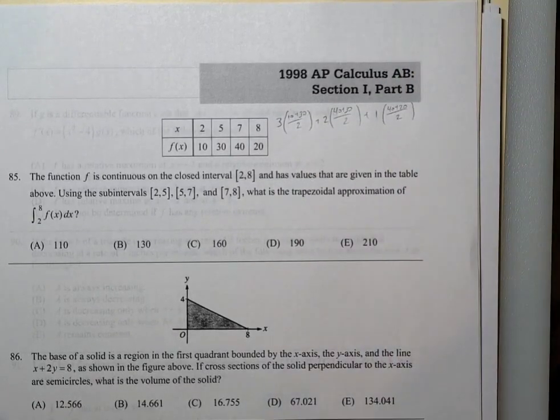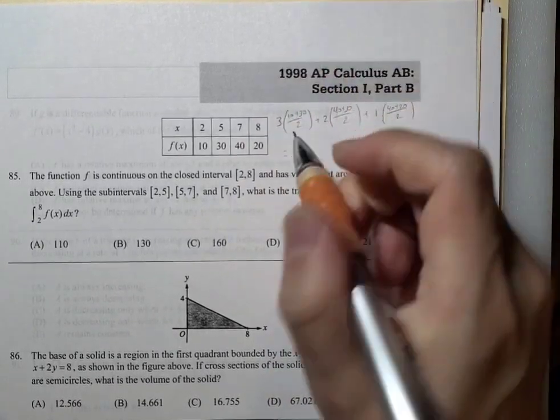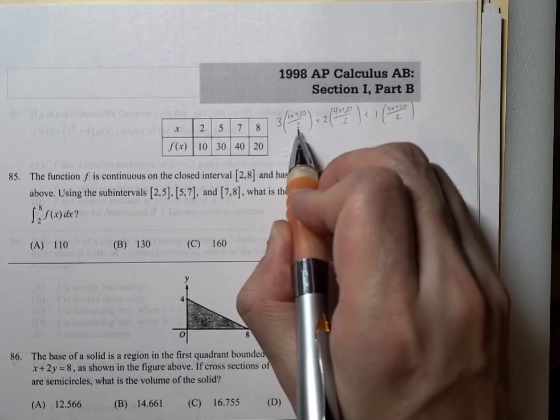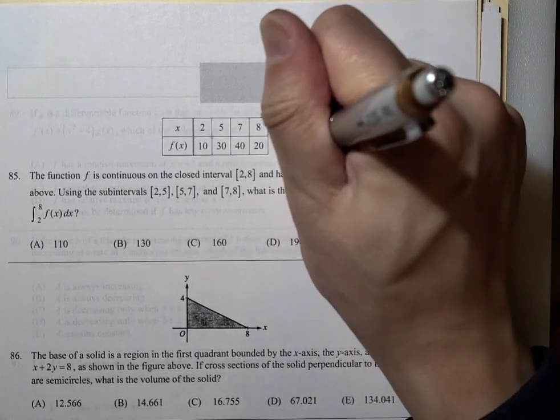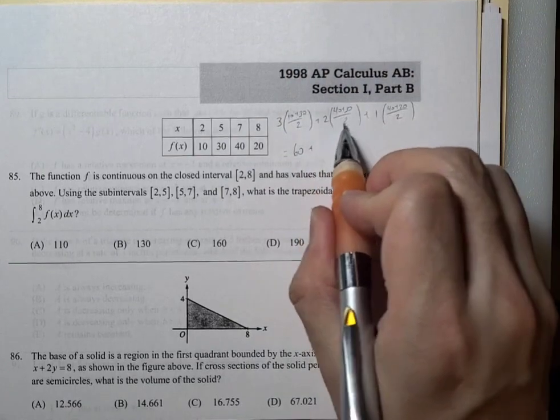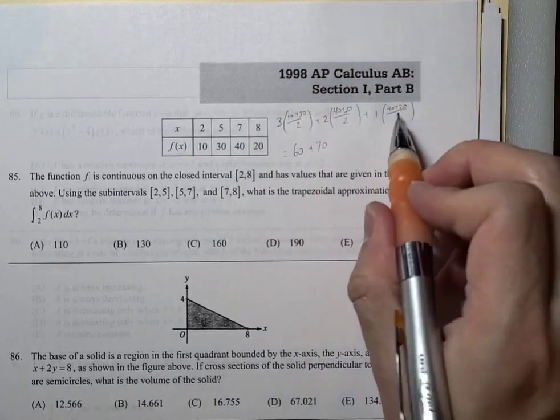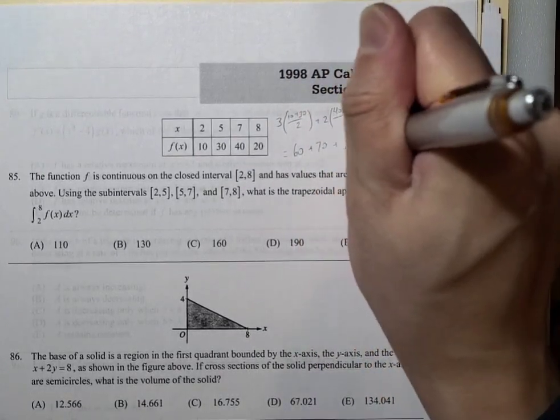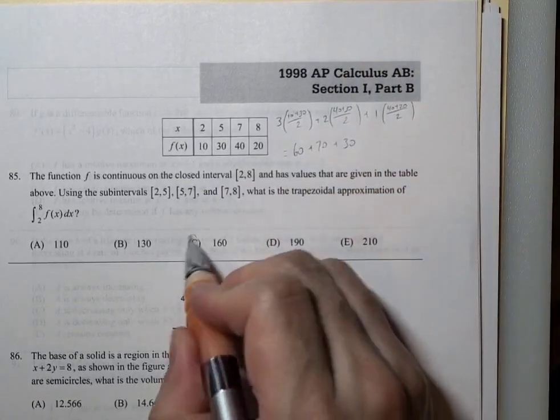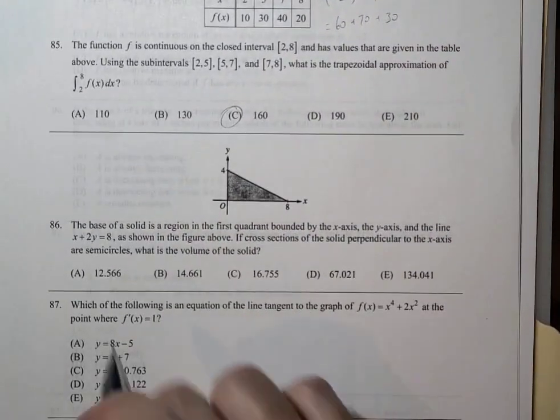Okay, you can plug into your calculator. This is also quite easy. So this is 40 divided by 2. That's 20 times 3. That's 60. These 2's would cancel, so we have 70. This is 60 divided by 2. That's 30. So this is 160. So you don't really need a calculator for that.